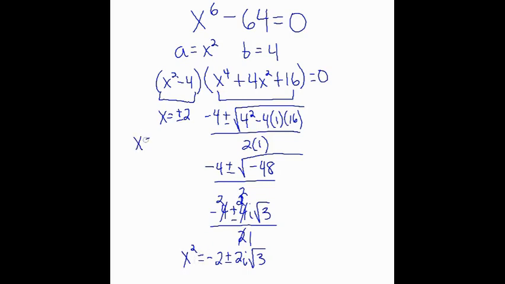So we get x is equal to plus or minus the square root of negative 2 plus or minus 2i root 3. Now, if you go ahead and do some algebraic manipulation and simplify this, you'll find that these four solutions are the exact same as what we had in the other video, which gives us all the same answers, and we're done.